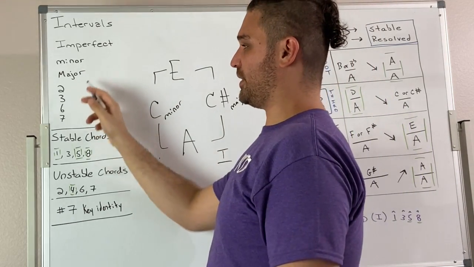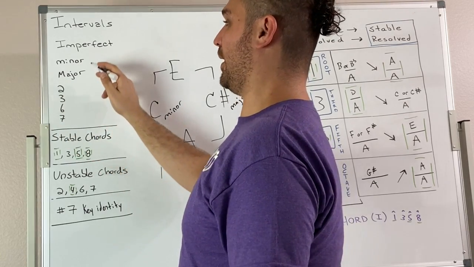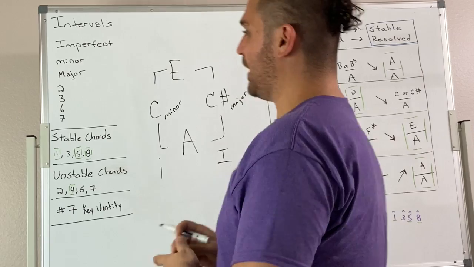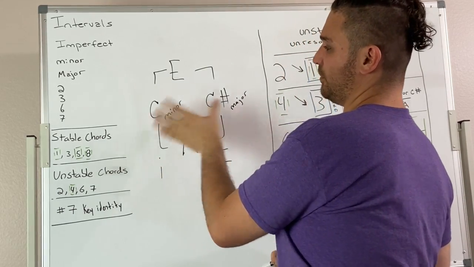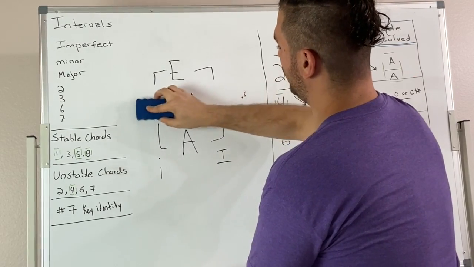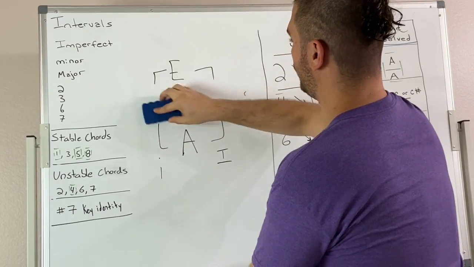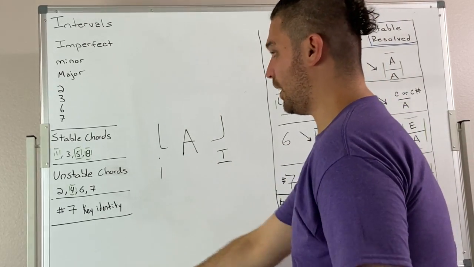All of the imperfect intervals, the second, the third, the sixth, and the seventh, come in a minor and major form. And basically, minor is the smaller of the 2, and major is the bigger of the 2, with the difference being a half step. All of our imperfect intervals come in these 2 flavors, unlike the perfect one.